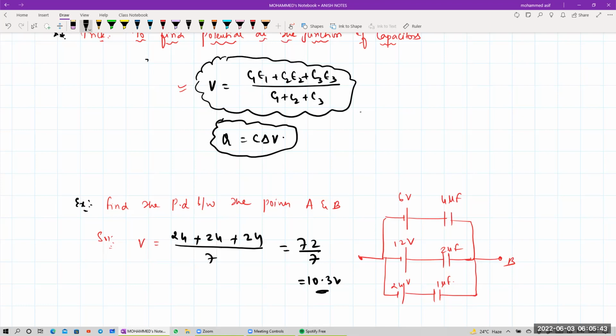So the negative terminal is connected to your property. So the potential will be equal to how much? Minus 10.3 volts. Because this is a common potential: here everything is negative, this negative, this negative, this negative is connected to the area, so we are taking negative potential. Understood? Yes sir.